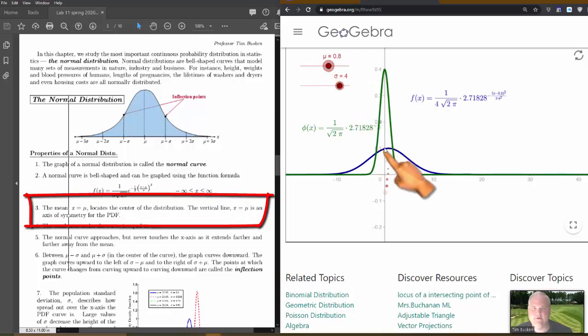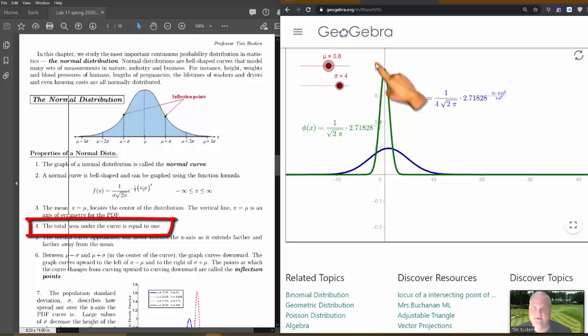If you draw a vertical line right through the mean, then this vertical line is said to be an axis of symmetry. And what that means is the left half of the normal curve is a mirror image of the right half of the normal curve.